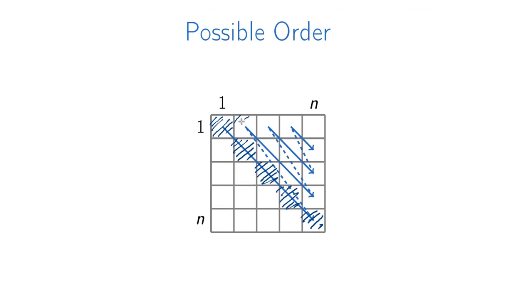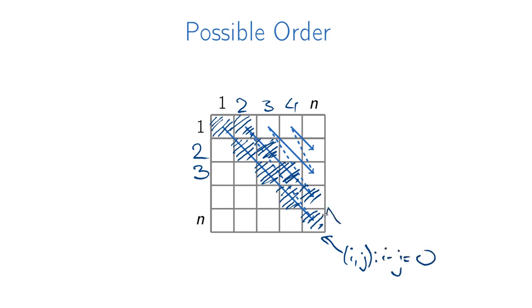We then proceed to this cell. Here i is equal to 1, j is equal to 2, so the difference is 1. We then proceed to this cell. This is the cell 2, 3, with the difference 1 again. We then proceed to this cell, which is 3, 4, and so on. So on this diagonal, we have all the cells ij where j minus i is equal to 0. On this diagonal, we have all cells ij where j minus i is equal to 1. For this diagonal, this difference is equal to 2. For this diagonal, this difference is equal to 3, and so on.